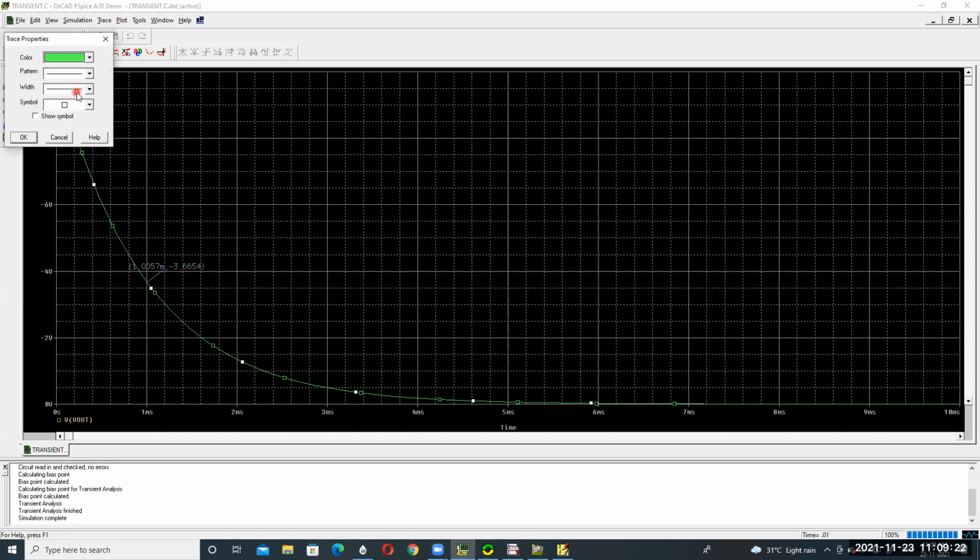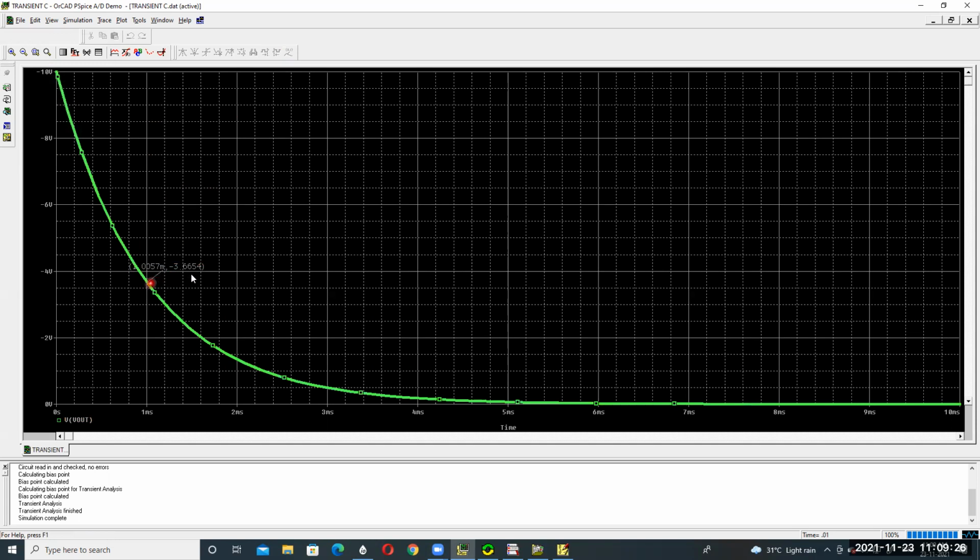You can easily understand when I increase the thickness of this. Here at 1 millisecond, the voltage across the capacitor is 3.66 volts at a time constant of 1 millisecond. That means it has decreased by almost 36% of the voltage, from 10 volts.